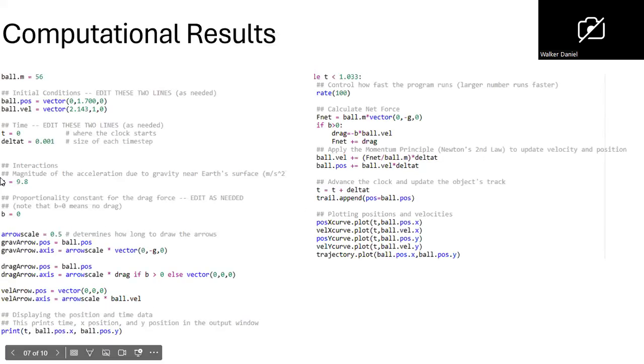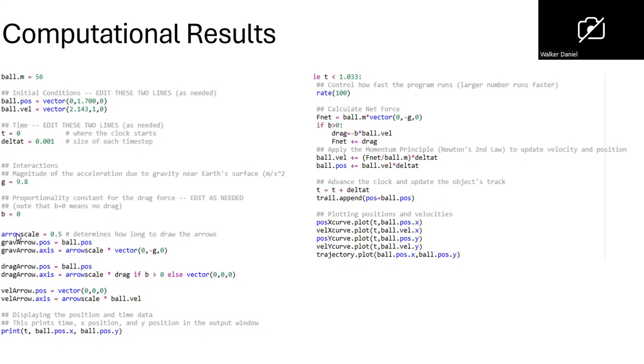And then here's our computational results. This top corner here is where we set all our conditions. The ball weighed 56 grams. The initial position was 0 in the x, 1.7 in the y, and 0 in the z. And the velocity vector was calculated using the final positions and the initial positions as we saw originally with our update formulas. And then delta t was equal to 0.03 as seen here. That was the whole equation here.